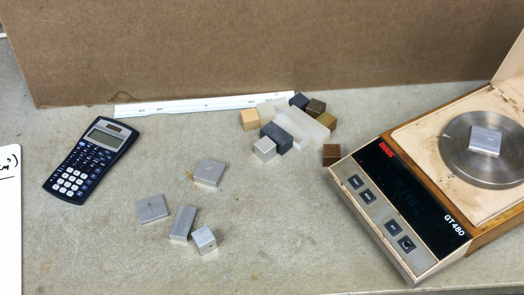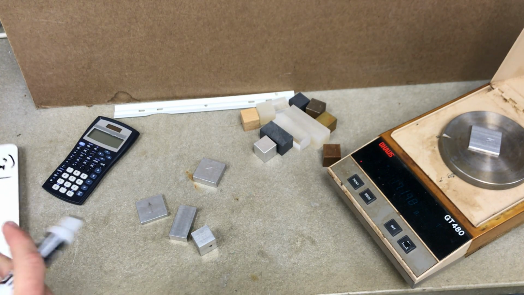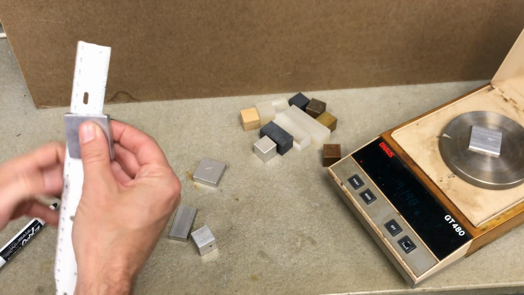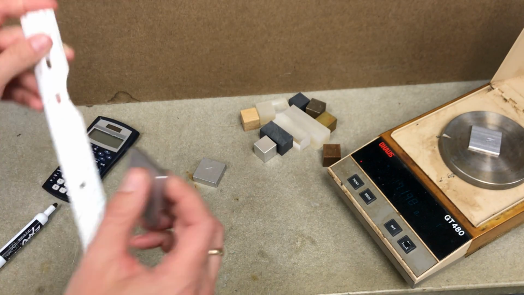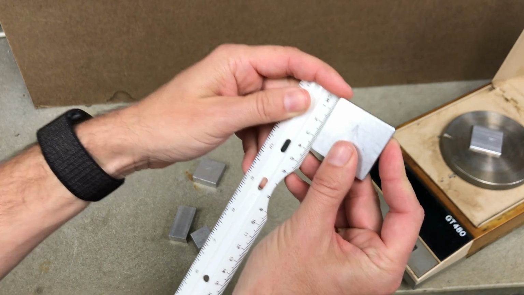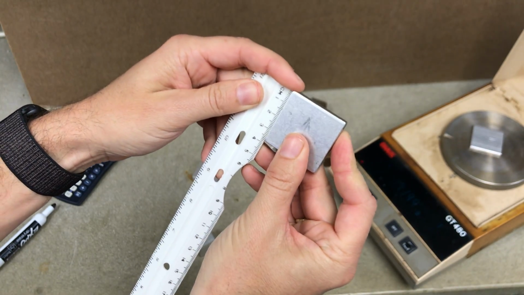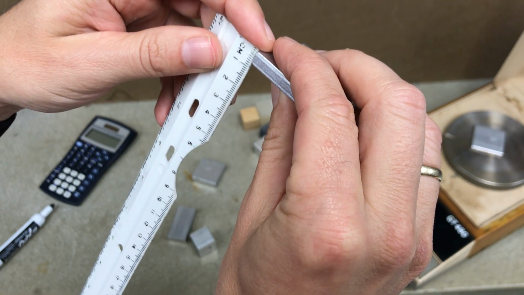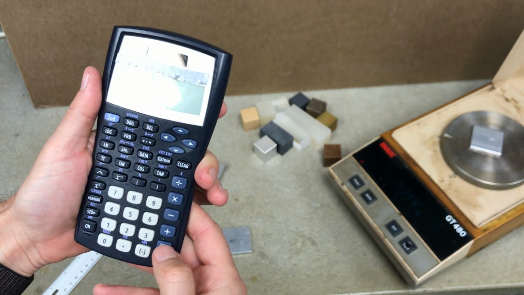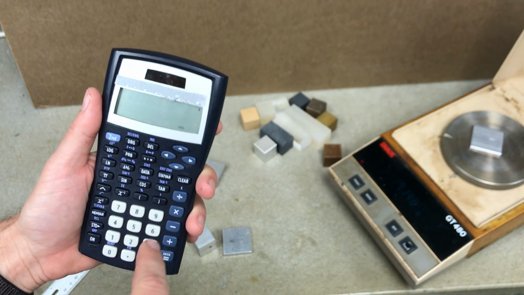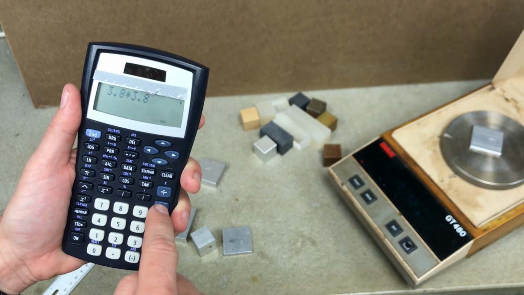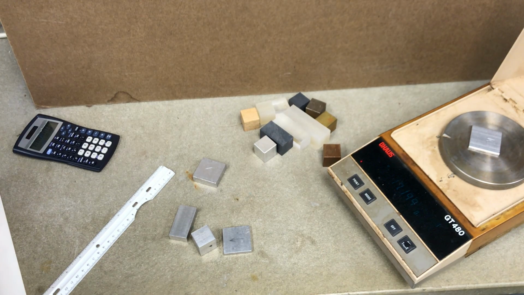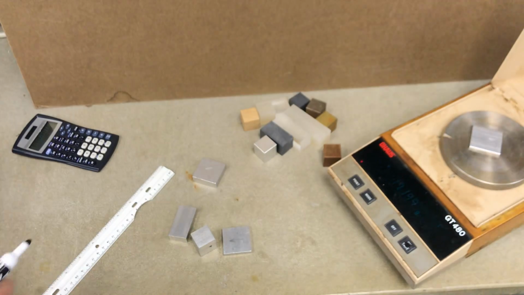I need my marker. Okay, so the mass of that one is 17. Let's just say 17. I'll round off. So I have a chart here. 17 grams. And now let's find the volume. Okay, so I should have picked a ruler that wasn't broken. So this is 3.8 centimeters by 3.8 centimeters by 0.7. So I'm going to take my calculator. On clear. 3.8 times 3.8 times 0.7. 10.1 cubic centimeters. Got it? Okay. Next object.